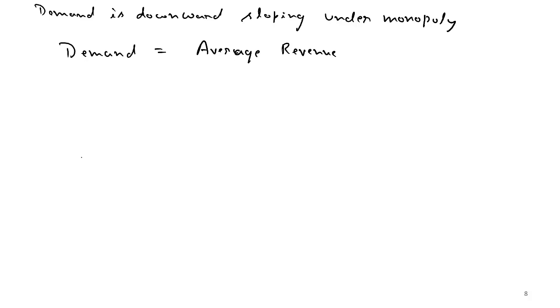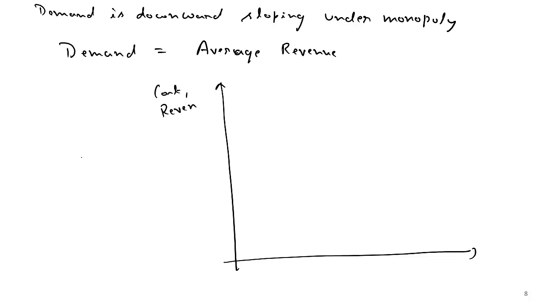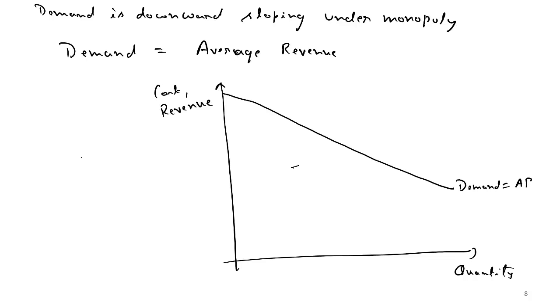So on the graph, we'll measure cost and revenue here, and quantity on the horizontal axis. This is demand, which is also equal to average revenue. Now under monopoly, your marginal revenue is always below average revenue. And if you remember from the revenue functions that we have done before, when average revenue declines, marginal revenue declines at a faster rate. That's another thing we did when we did the concepts of revenue. So your marginal revenue would be something like this, which is below average revenue.